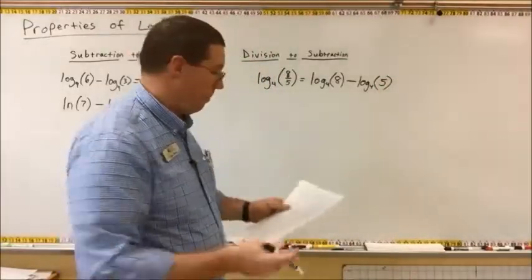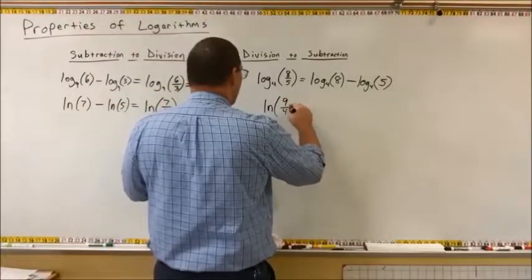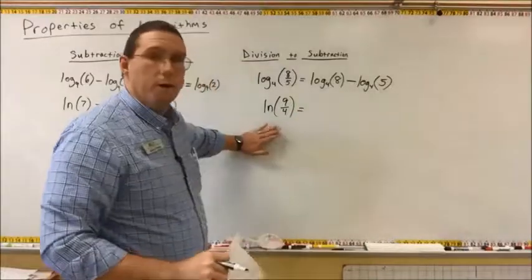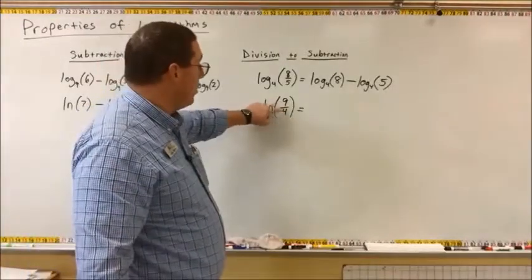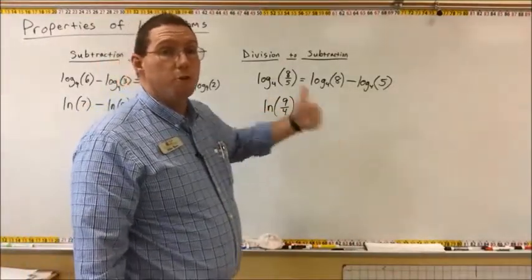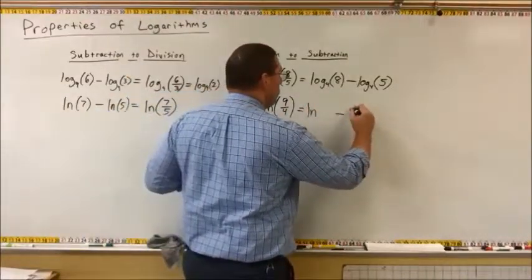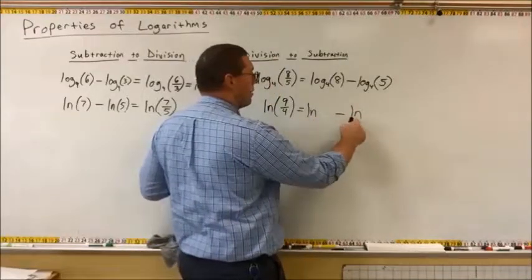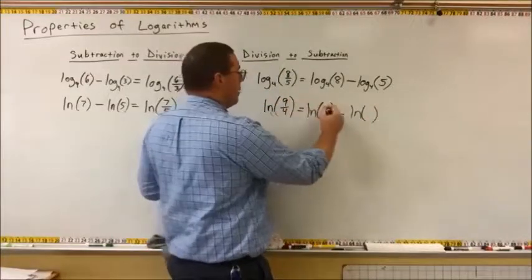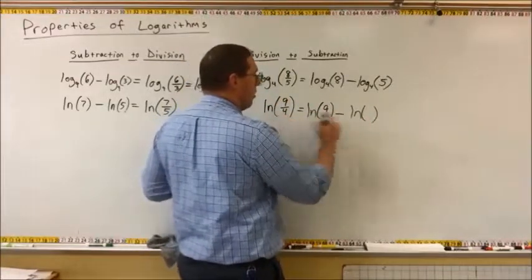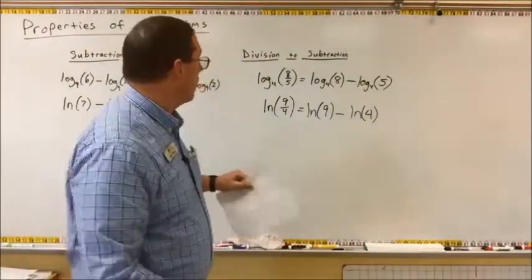Now, let's try another example. How about the natural log of 9 over 4? Why don't you try that one on your own? Go ahead and pause the video and try this one. All right, so this is division, 9 over 4, so we're going to turn it into subtraction between two separate logarithms. They have to have the same base, so it has to be two natural logs, natural log of something minus the natural log of something else, right? And because the 9 is on top, the 9 goes in here, and because 4 is on the bottom, the 4 goes over here. Okay?